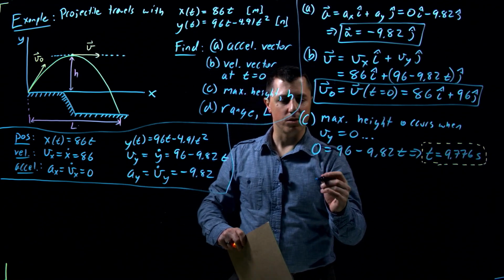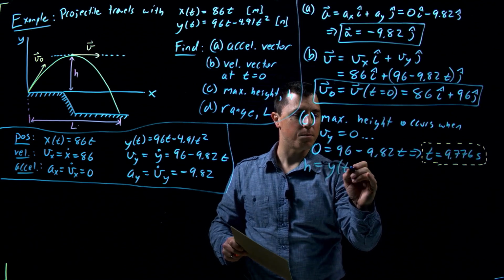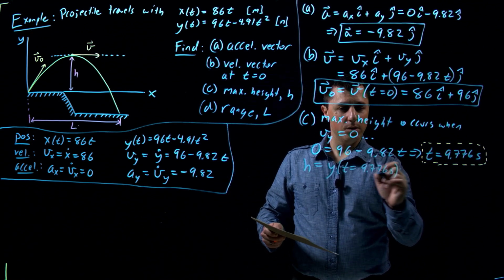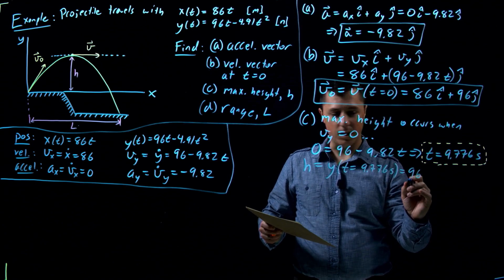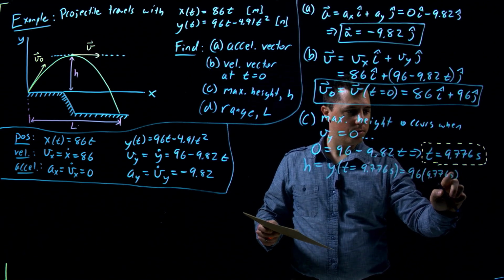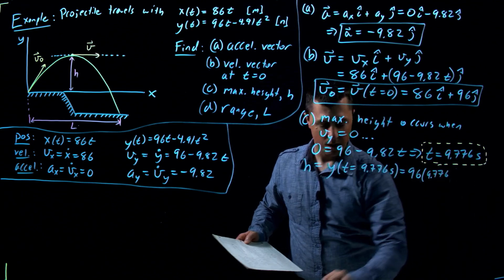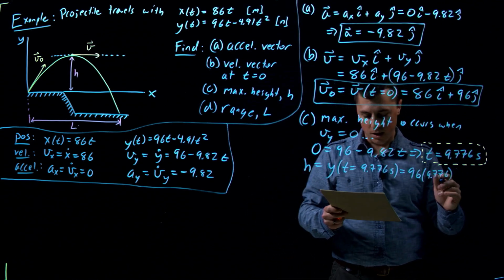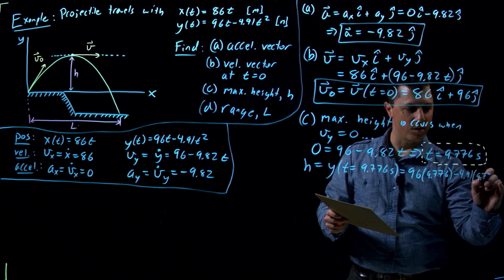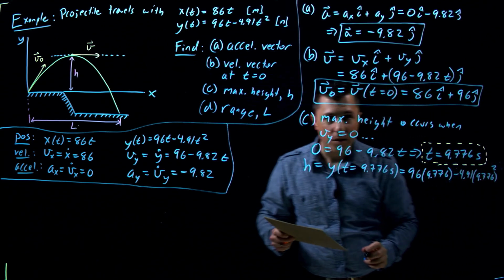Because then we just go to the y location. The max height h that we've drawn in our diagram is going to be the y location at this max height time. T equals 9.776 seconds, which is 96 t, so 96 times 9.776. Careful with units: 96 would have a unit on it, so let's go unitless here. 9.776, minus 4.91 times 9.776 quantity squared.